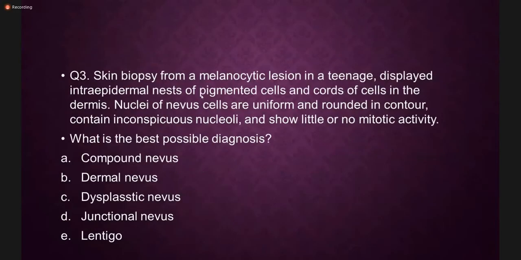Now the third question is, a skin biopsy from a melanocytic lesion in a teenager displayed intraepidermal nests, meaning the melanocytic nests are present in the epidermis, and nests and cords of cells in the dermis as well. So the nuclei are uniform, rounded, contain inconspicuous nucleoli, and show little or no mitotic activity. Meaning these cells do not have any atypical features. So what is the best possible diagnosis? Meaning you have cells both in the dermis and at the junction or in the epidermis. So this is a compound nevus.